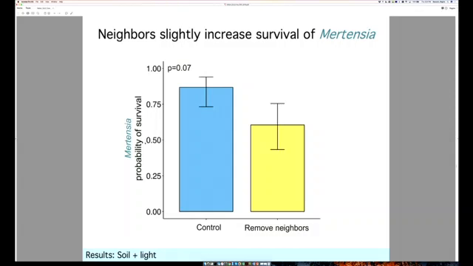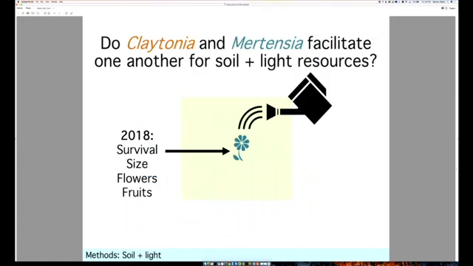So when I did the removal, I noticed that the area around my focal plant was really dry. I didn't have any qualitative or quantitative evidence of this, but when I returned in 2018, I did a watering experiment where I supplementally watered half of my plots. I increased water to twice the historical average in this area. And I again went back to these focal individuals and collected survival, size, and flowers and fruits.